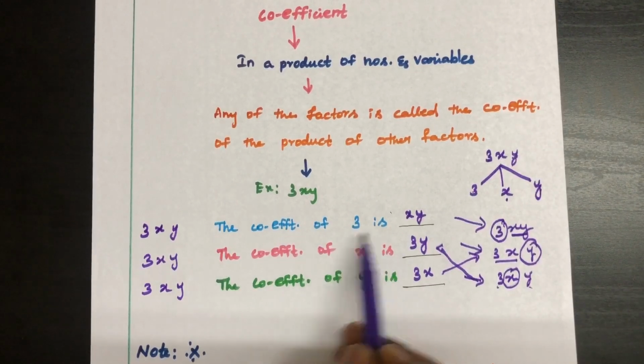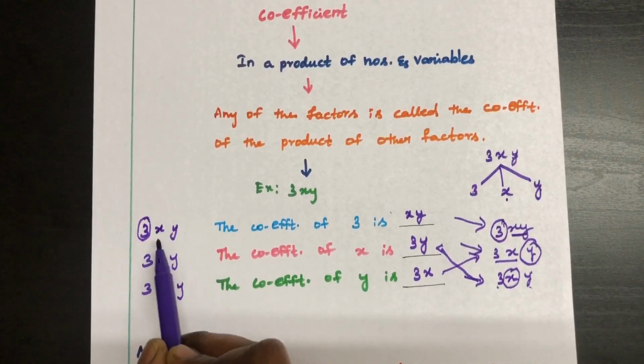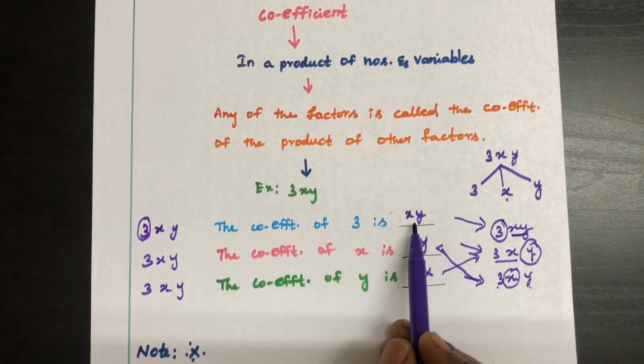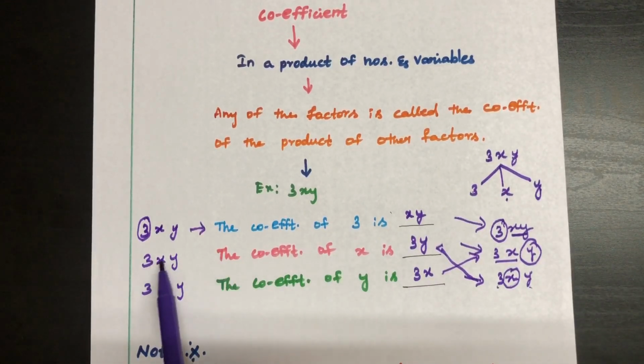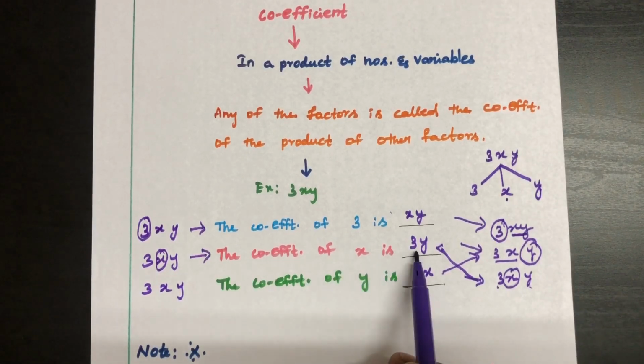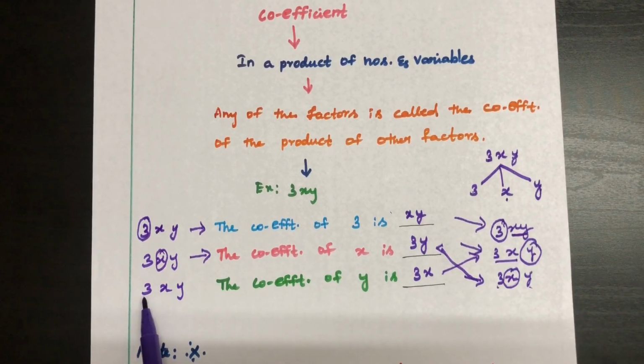The coefficient of 3 is the remaining things attached to 3. That's all. xy. It came, right, for this. The coefficient of x is, what are the remaining? 3y is the coefficient. The coefficient of y is the remaining thing. 3x is the coefficient. That's all.